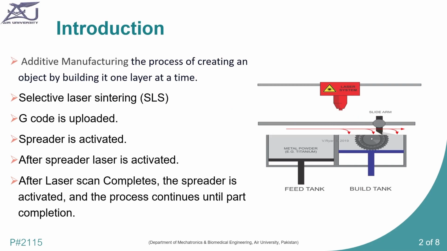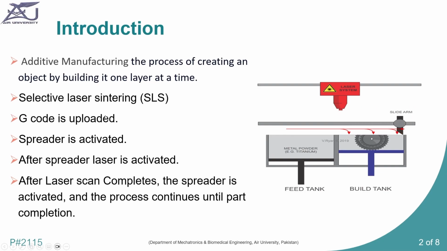Now let me introduce you to AM. Additive manufacturing is the process of creating an object by building it one layer at a time. In additive manufacturing, we are focusing on powder bed manufacturing. And in powder bed manufacturing, we are focusing on SLS.